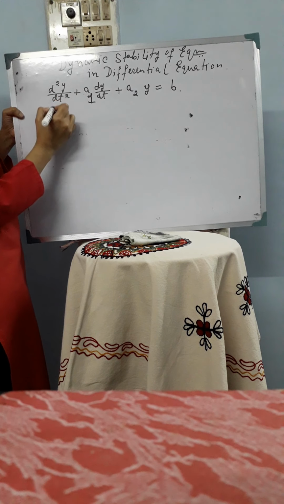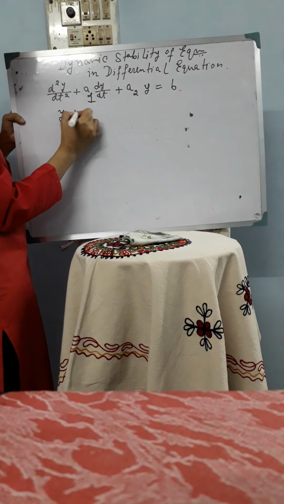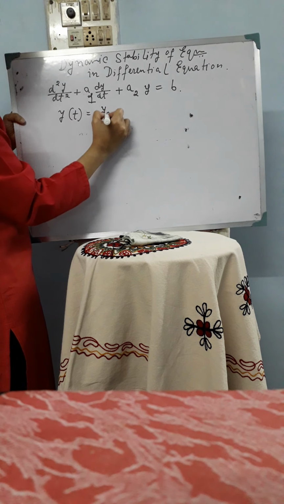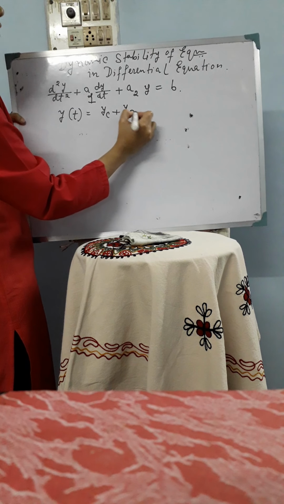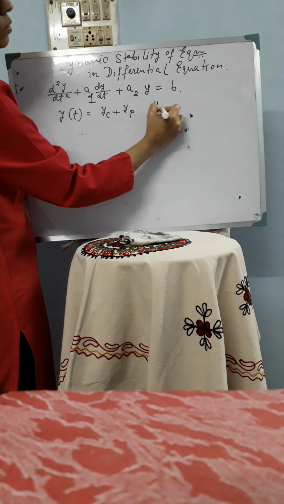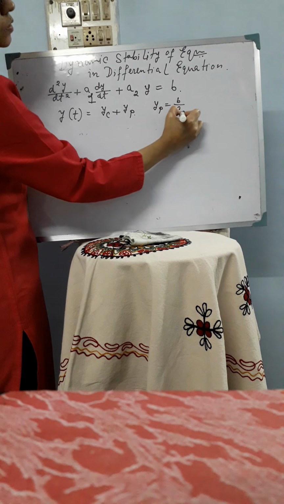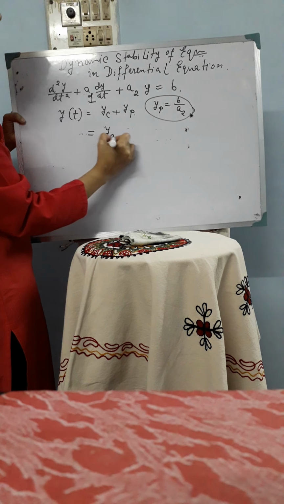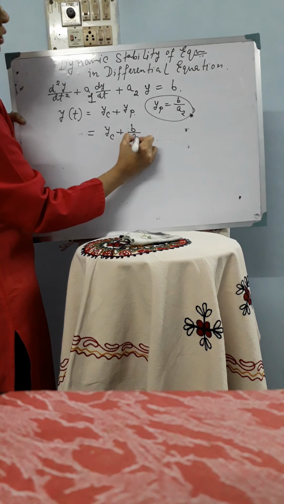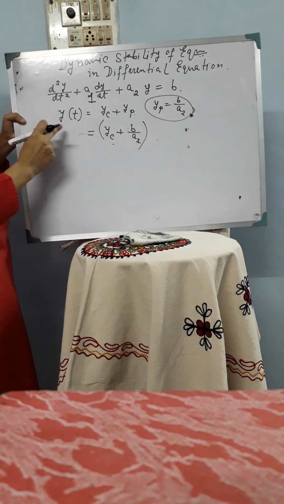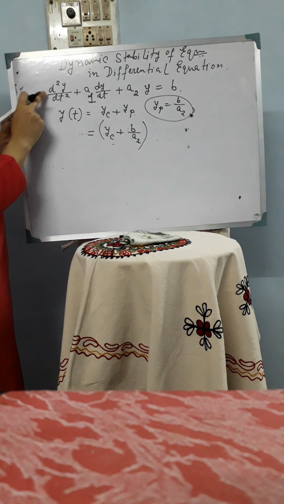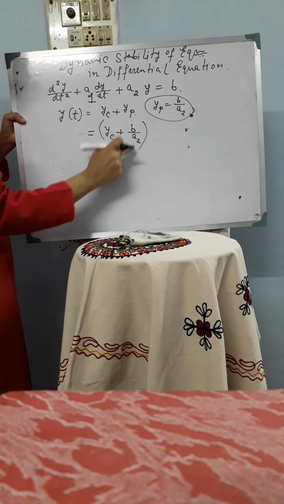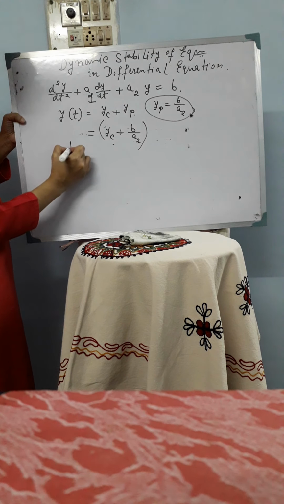So if we solve this differential equation, then we will get y(t) equals yc plus yp, where yp is equal to b by a2. So we can write y(t) is equal to yc plus b by a2. Now the equilibrium of this differential equation is b by a2. So the equilibrium value is b by a2.